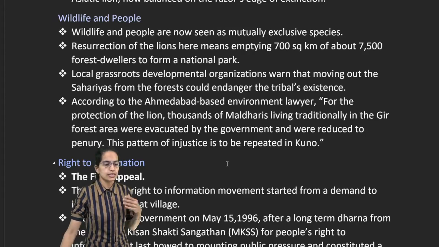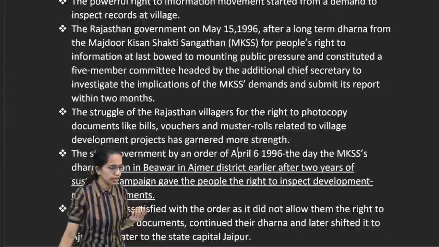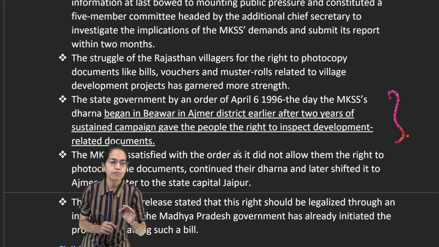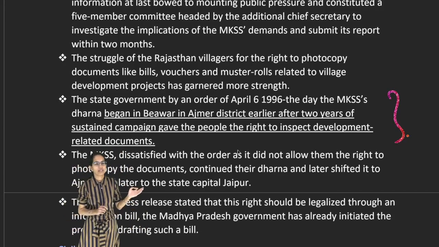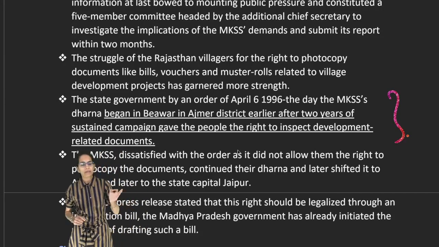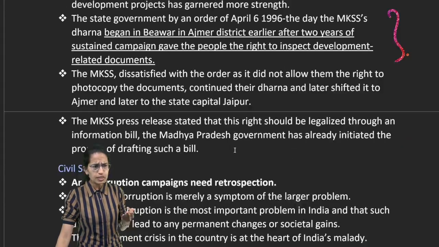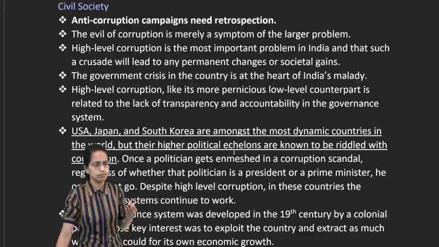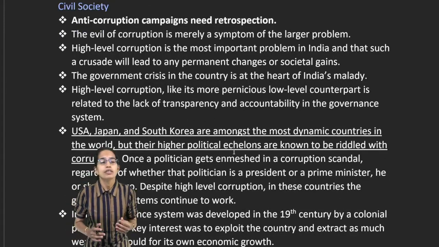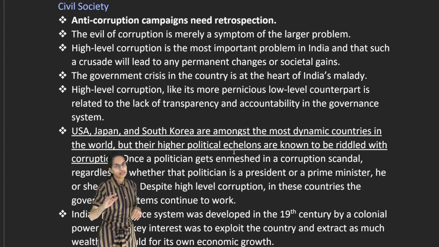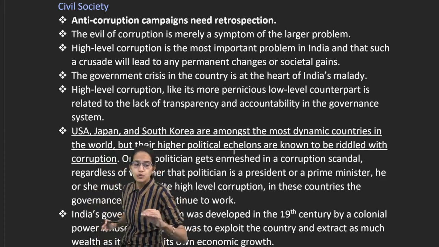The next is right to information. Under the right to information, we have seen specifically in the areas of Beawar, in the Ajmer district, there was a right to inspect development-related documents, and similar scrutiny of development-related documents has taken place in other parts as well. Now, maintaining a corruption-free country is a very important indicator.